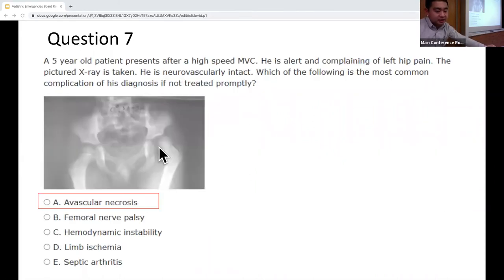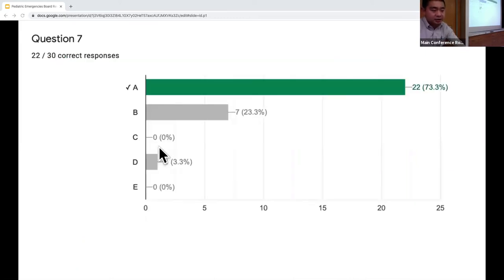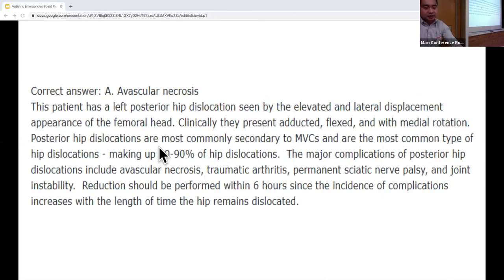Hemodynamic instability and limb ischemia is a rare complication, but not as common as avascular necrosis, just because you're disrupting the femoral head from the acetabulum. And so anytime you do that, you're going to decrease the blood flow to the femoral head and increase your chance for avascular necrosis.